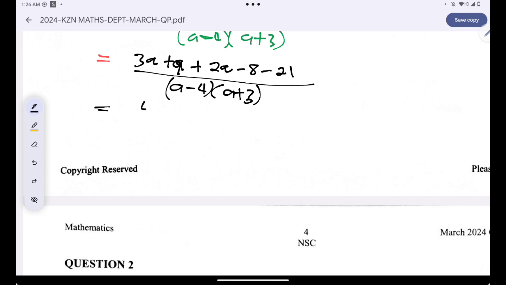3a plus a, that's 5a. 9 minus 8 is 1, and then 1 minus 21, I'll get a minus 20, all over a minus 4 multiplied by a plus 3.